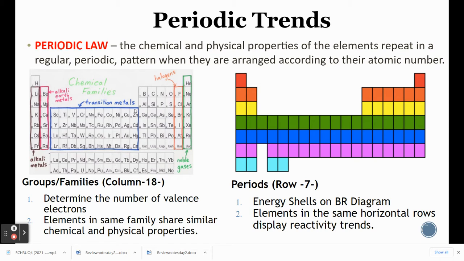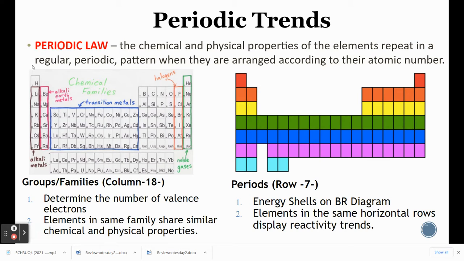Then you skip 3 to 12 because they're the transition metals and they're a bit different. And you go to 13. In group 13, there's 3 valence electrons. 14, there's 4. 15, there's 5 valence electrons. 16, there's 6 valence electrons. 17, there's 7. And 18, there's a full valence shell. That could be 8, for example, neon. Or it could be 2 because helium has 2 valence electrons in its last shell, but its last shell is full because that's the first shell, technically speaking.